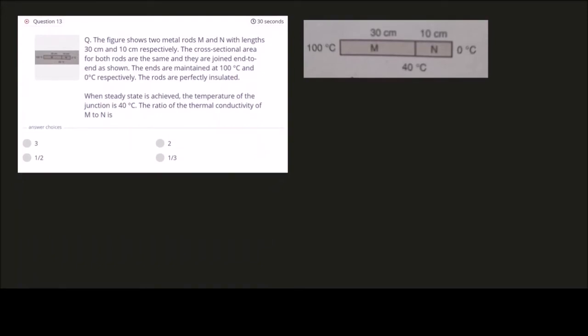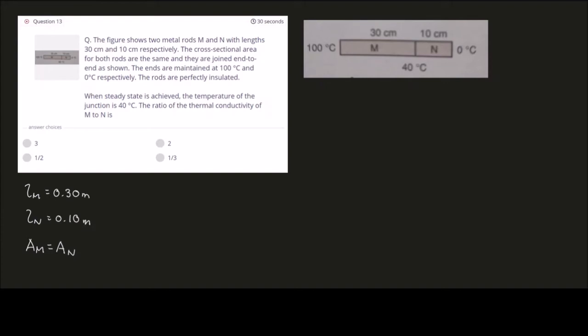Question 13. So question 13 here says the figure shows two metal rods of length 30 cm and 10 cm respectively. So you can say the length of M is 0.30 meter. Actually, convert into SI unit. Length of N will be 0.10 meter. And the cross-sectional area for both rods is the same. That will be AM equals AN. Cross-sectional area is the same. And they join end to end as shown.